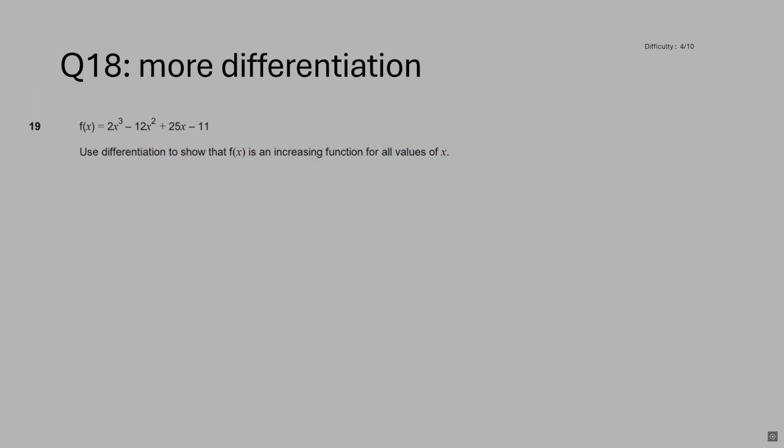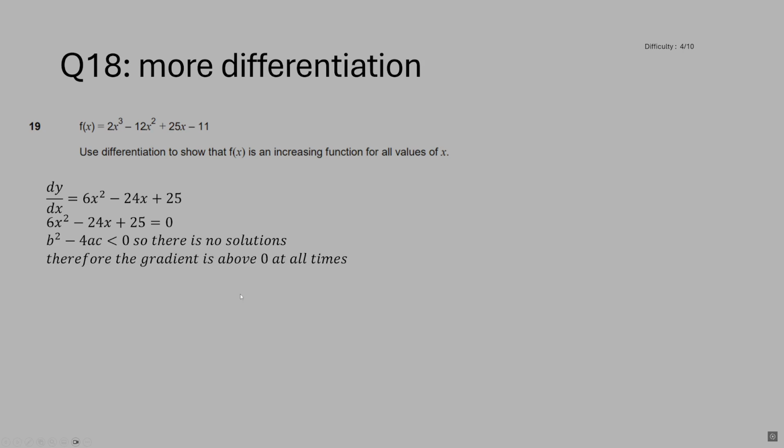Alright, this is an actual question, it's more differentiation. We're going to derive this function here, we're going to get this, we're going to solve this, but we're going to realise that this b squared minus 4ac is less than 0, which means that there's going to be no solutions because you can't root a negative. And that means that the gradient is always going to be above 0 because the quadratic, which is this quadratic, is always above the x-axis because there's no solutions, which means that the gradient will also be above 0 because this represents the gradient, this thing here.